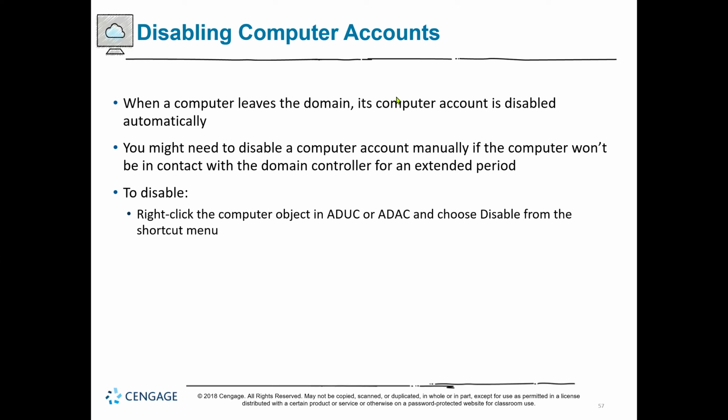So let's finish with this, because I think we're more than halfway through on this one. Yep, we are. Disabling computer accounts. When a computer leaves the domain, its computer account is disabled automatically. You might need to disable a computer account manually if the computer won't be in contact with the domain controller for an extended period. To disable, right-click the computer object in ADUC or ADAC and choose Disable from the shortcut menu.